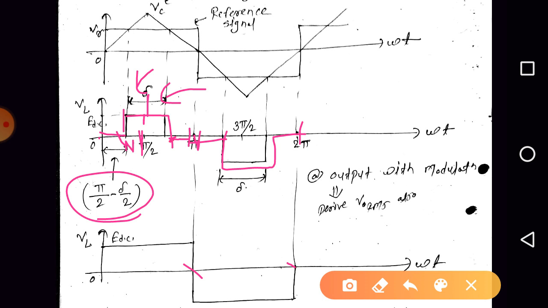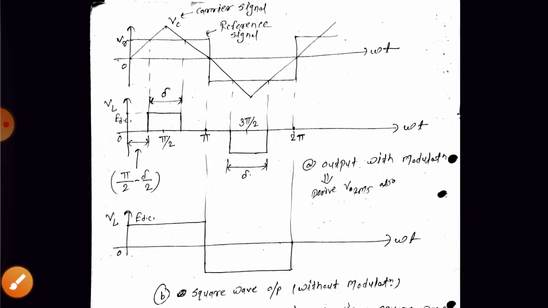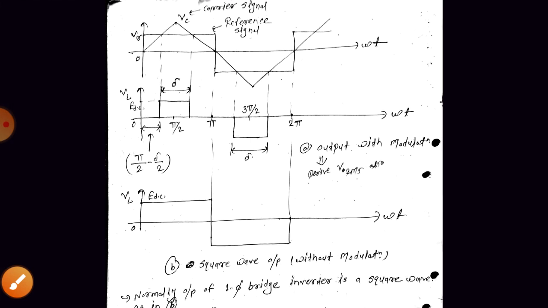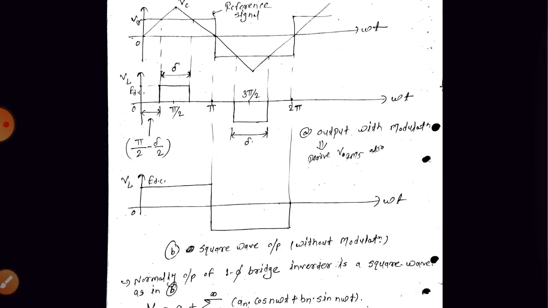Are you getting the point? So this point is pi by 2 minus delta by 2, and this point is pi by 2 plus delta by 2. Are you getting the point, right? So pi by 2 minus delta by 2, and again pi by 2 plus delta by 2.